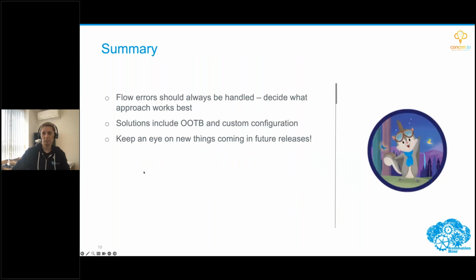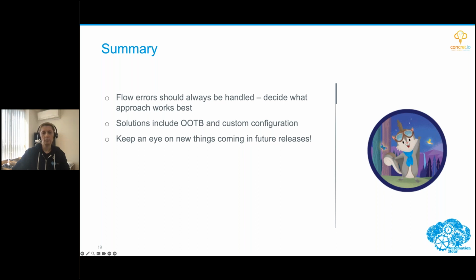So just to summarize what we talked about today. The flow errors should always be handled. I think we can all agree on that, because what we have out of the box is not really user-friendly, not helping users, and it's just causing more problems for everybody. We covered four ways today of how you can do it.